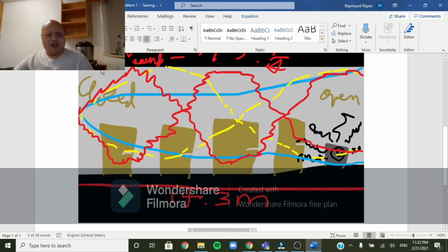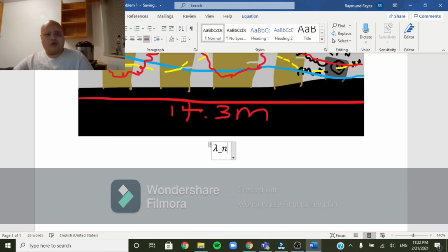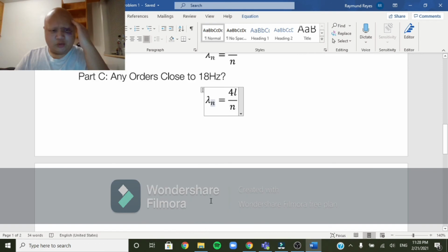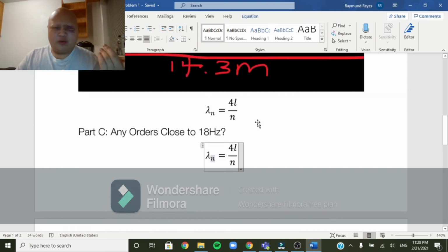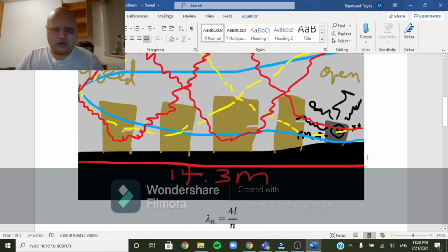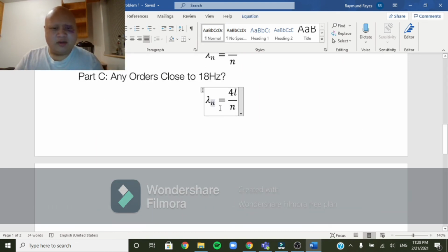And then you see the red wavy line. That is the fifth order. So there are higher orders. They are all based on this equation. That's how you find the higher orders. Now we have to find if there's any orders close to 18 hertz. So we have to do this process of checking every odd number, since this is an open and closed tube. We already calculated the first order.